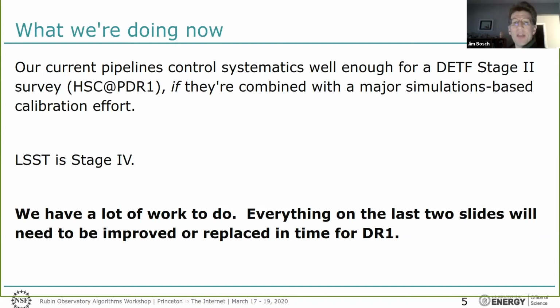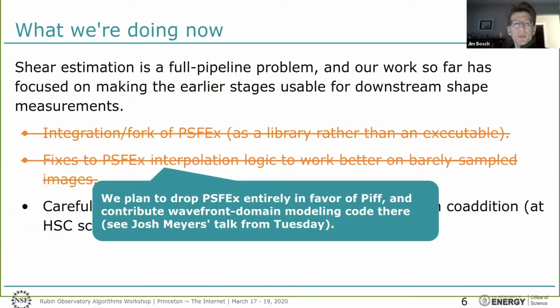And the big caveat being that this also required a major simulations-based calibration effort. The shear algorithm we used for that was re-Gaussianization, and that needs a large calibration factor of the type that Aaron just told us you really don't want to be making. LSST is of course a stage 4 survey, and that's much more demanding. So we have a lot of work to do, and I think essentially everything on the last 2 slides will need to be improved or replaced, more of the latter, in time for DR1.